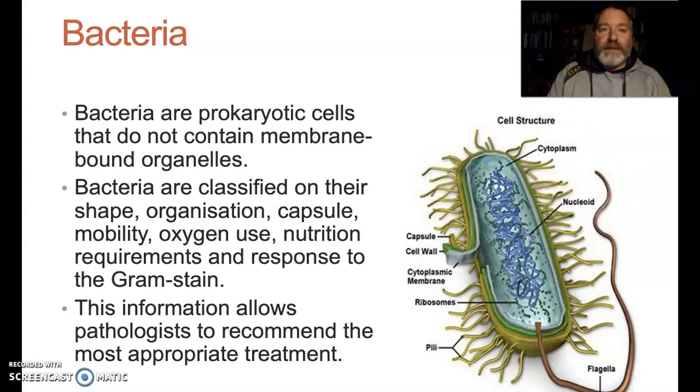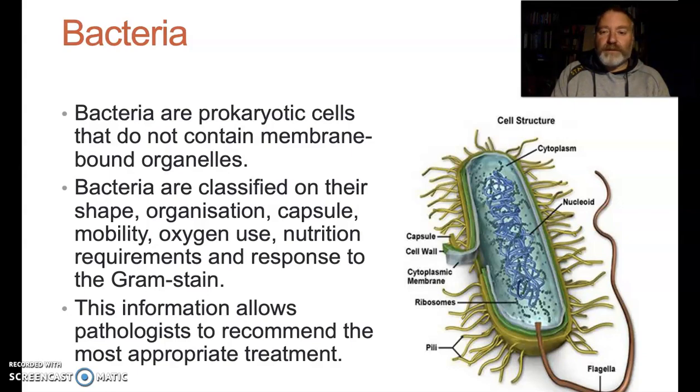Bacteria, we call them prokaryotic. We are eukaryotic because our cells do have organelles and our DNA's inside a membrane called a nucleus. We can classify bacteria based on a whole lot of things. The first test they normally do is a Gram stain test, and that divides them into positive and negative and tells you which sort of antibiotics you can use.